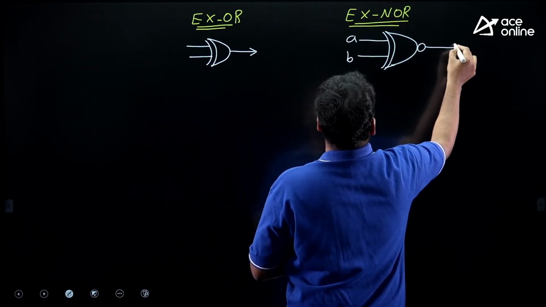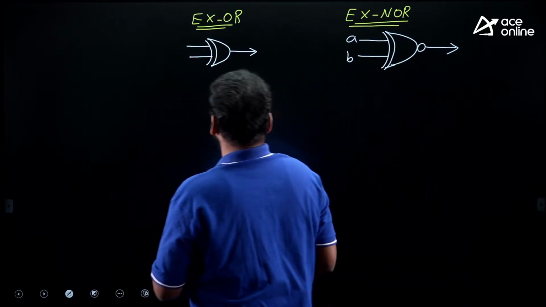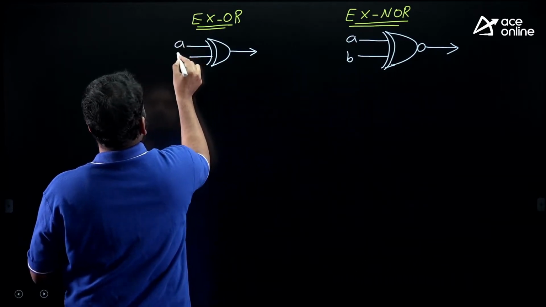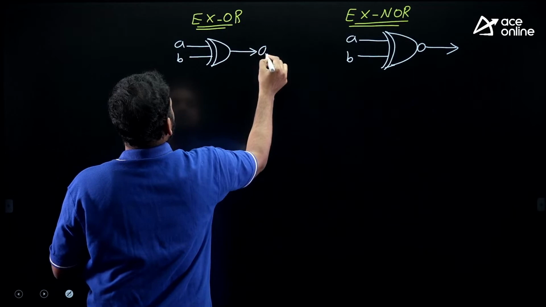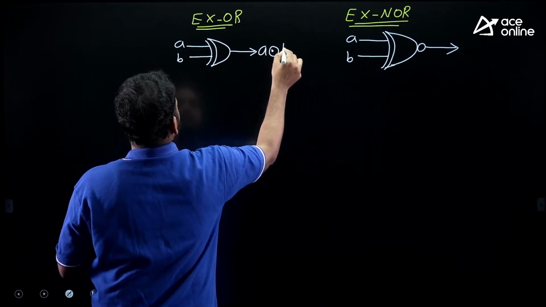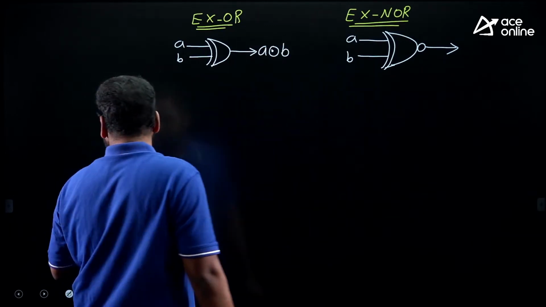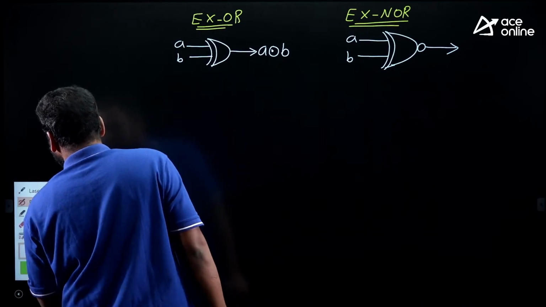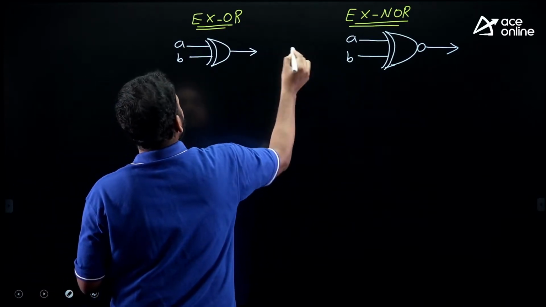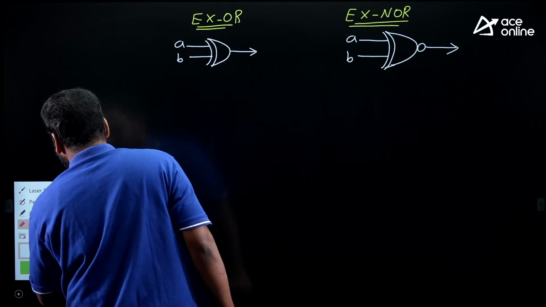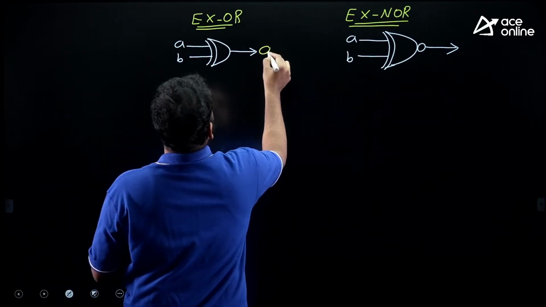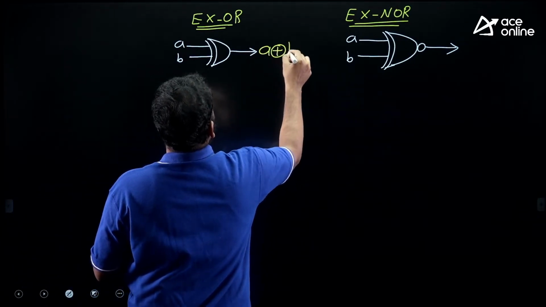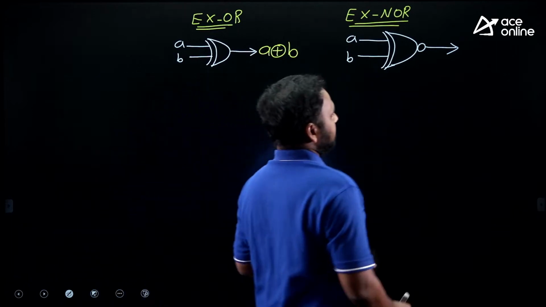XOR operation with complement will give you XNOR. And what is the XOR operation? The operator will be like this. So the exclusive OR operation operator, let me erase it, I am writing the exclusive OR operation operator, and this is XNOR.